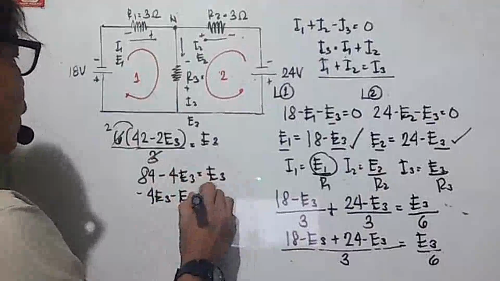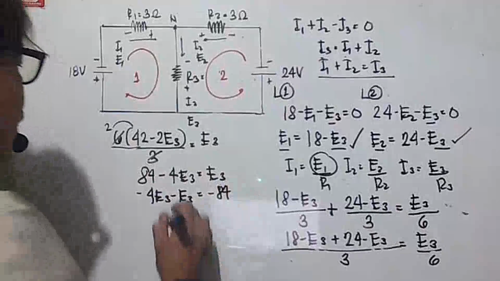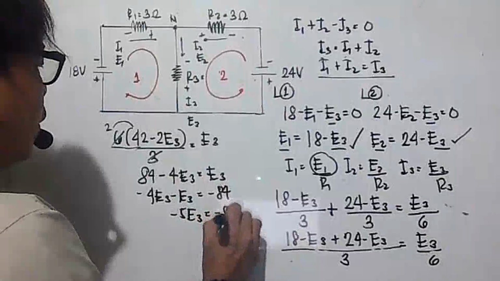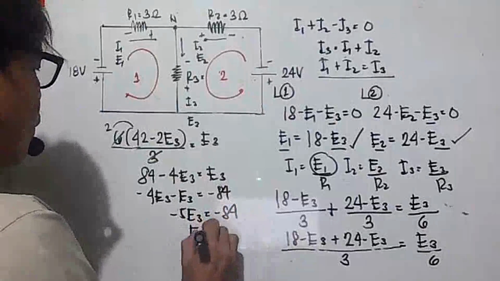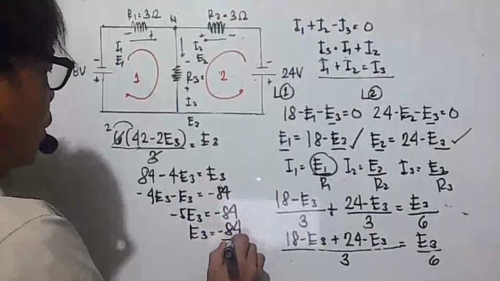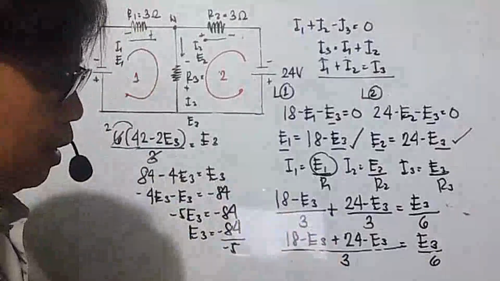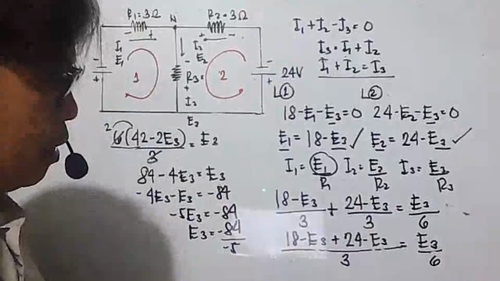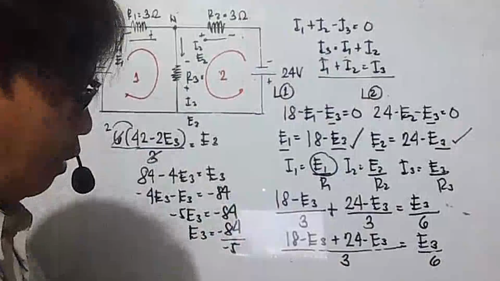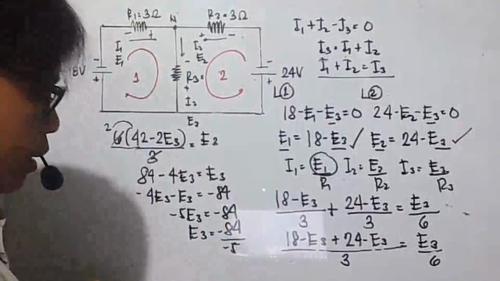Okay, so transposing this one here and 84 to the other side, we get negative 4 E3 minus E3, so this becomes negative, is equal to negative 84. So we have negative 5 E3 is equal to negative 84. So E3 therefore is equal to negative 84 all over negative 5. I'll use the calculator to be sure. The negative signs cancel, so 84 divided by 5 is equal to 16.8.